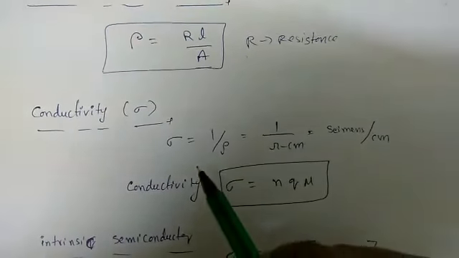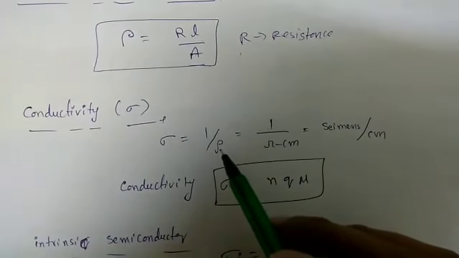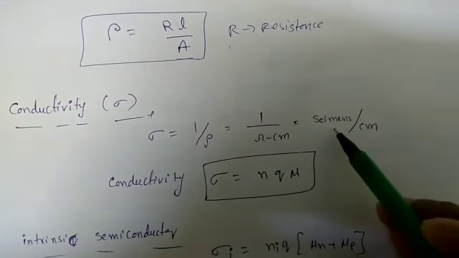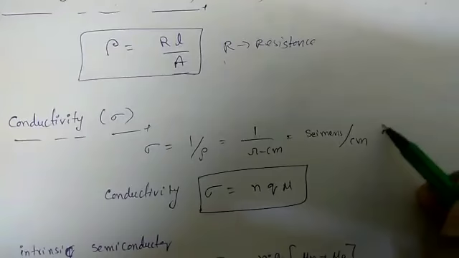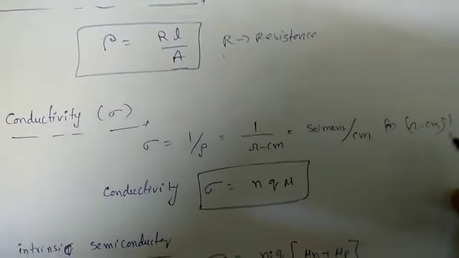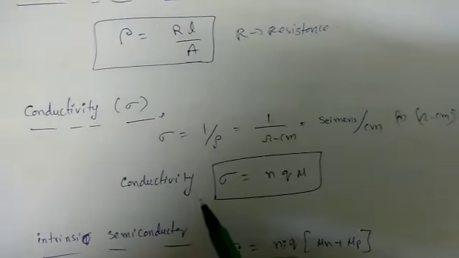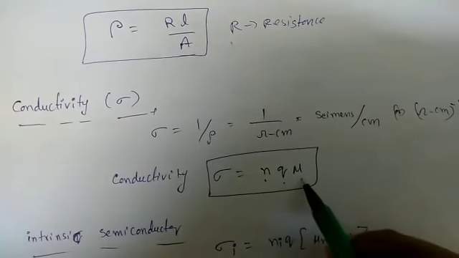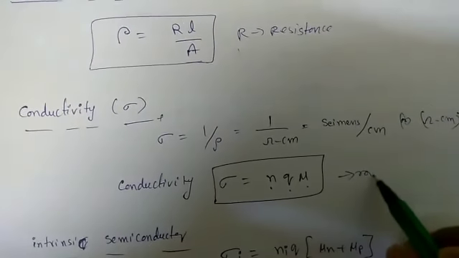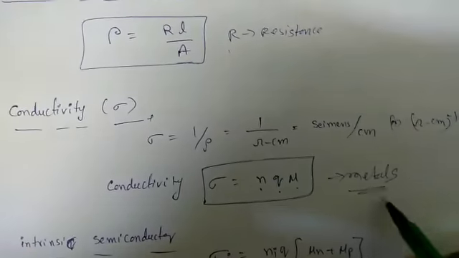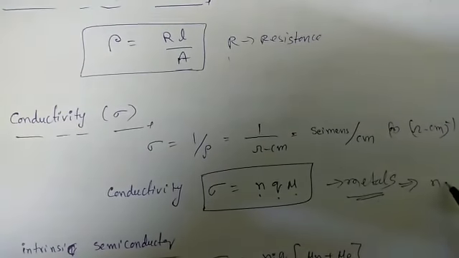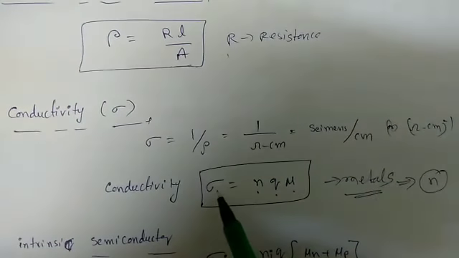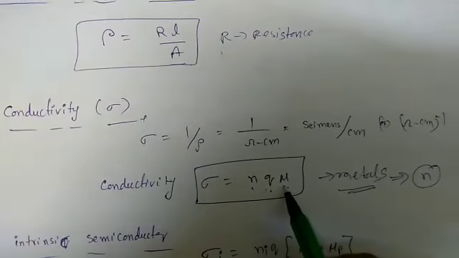Similarly, conductivity is nothing but the reciprocal of the resistivity, so units are 1 by ohm centimeter or 1 by ohm meter, or we can say Siemens per centimeter generally, right? Now what is this conductivity? This is the electron concentration, this is charge, and this is the mobility. This is for metals, and I will recall that in metals the majority carriers are electrons. So always in metals only electrons will be there, that's why the conductivity is N q mu.